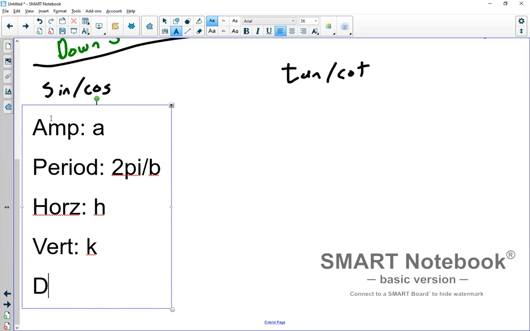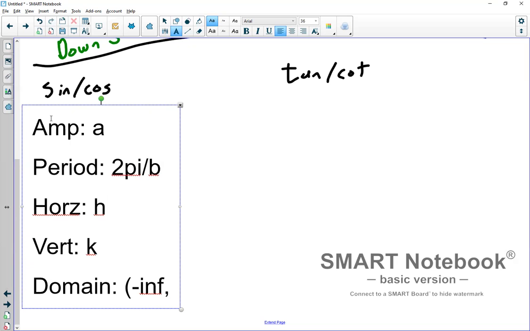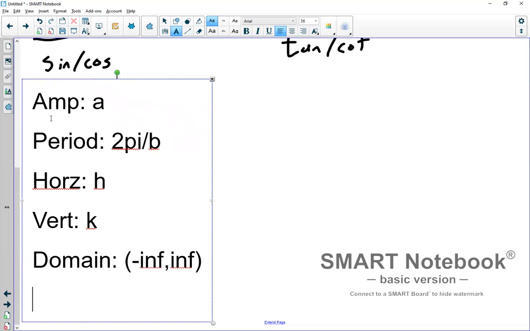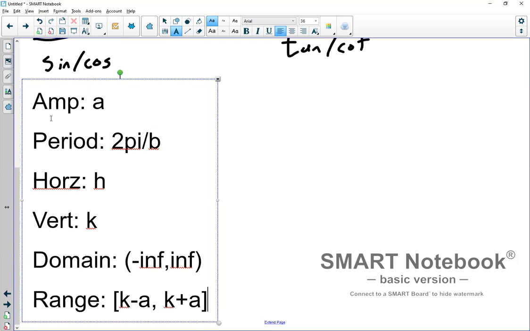For the domain of sine and cosine, it's always negative infinity to infinity because you could plug in anything. There's no problem there. And then the range for this will always be based off the middle line. The middle line, which is going to be in this case K, then wherever K is, you're going to go down the amplitude. So we're going to say K minus A. And then we're going to go up the amplitude. So K plus A.